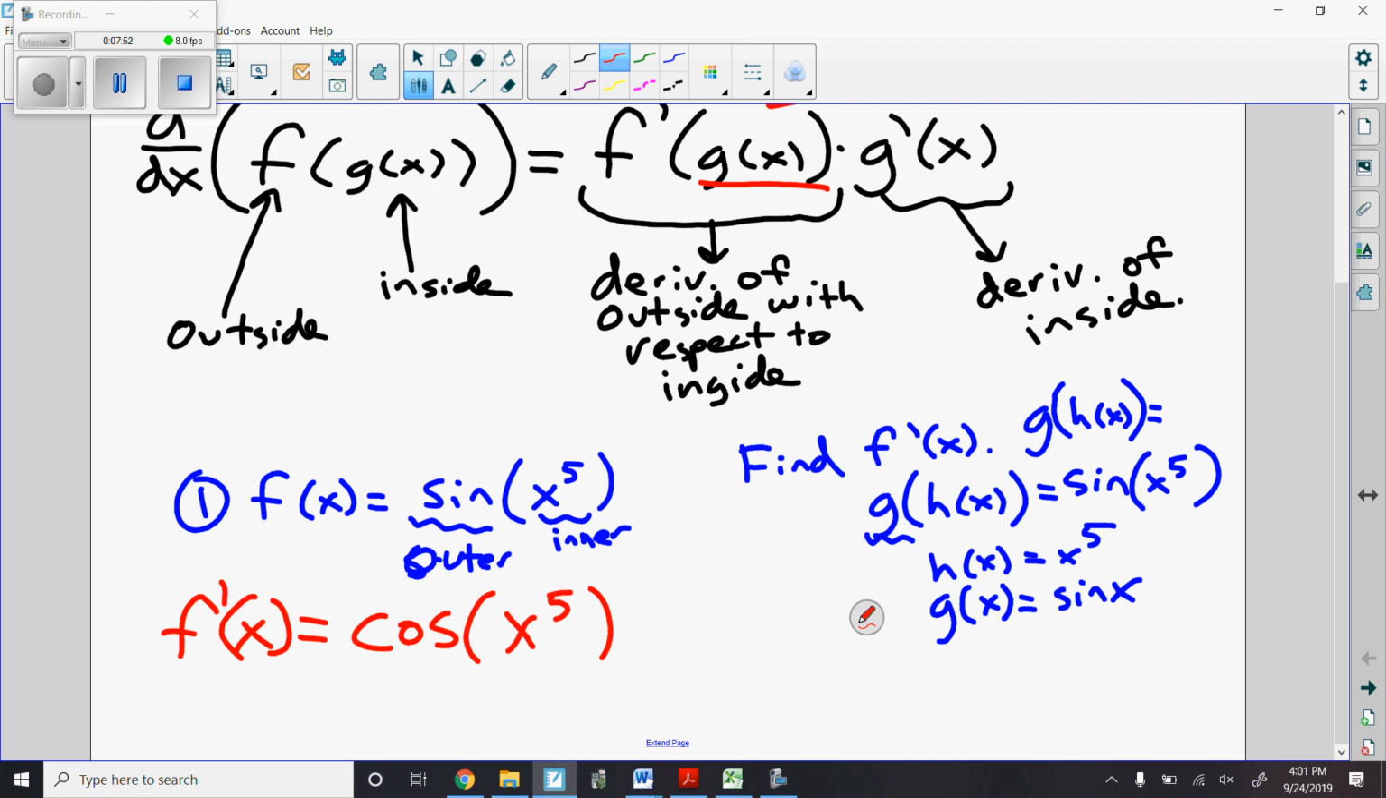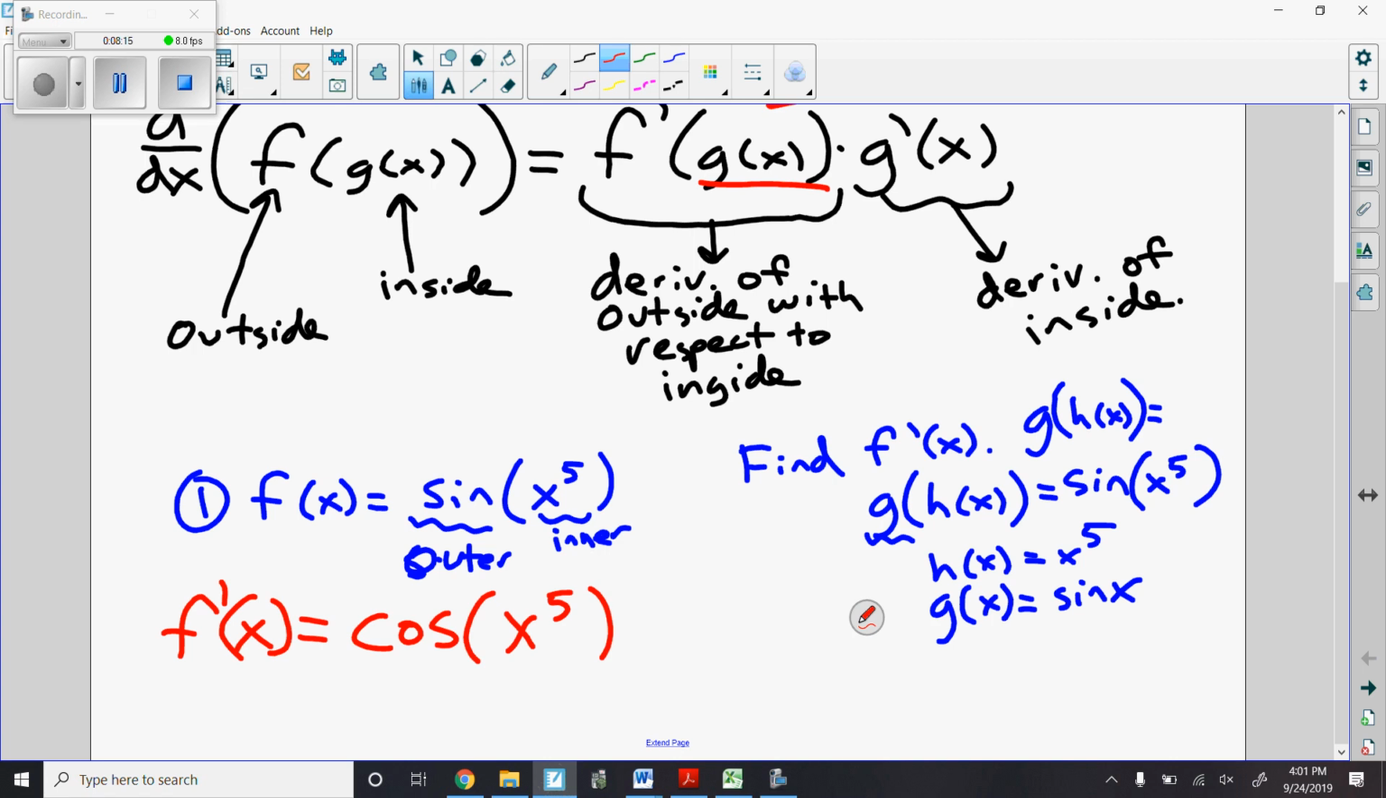That's the derivative of the outside. That's what I mean by with respect to the inside. The inner function was x to the fifth, and it stays x to the fifth in this part of the chain rule. Cosine of x to the fifth. Not cosine of x, not cosine of 5x to the fourth, cosine of x to the fifth. Okay? But I'm not done with the chain rule.